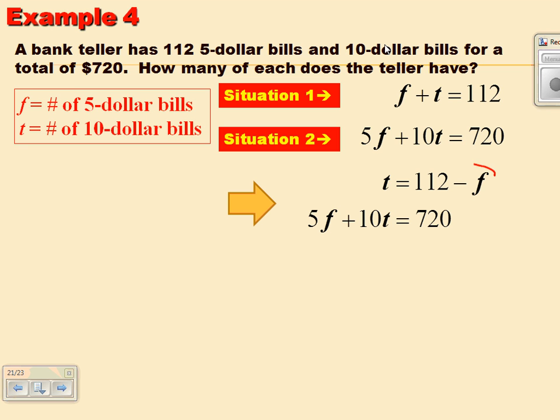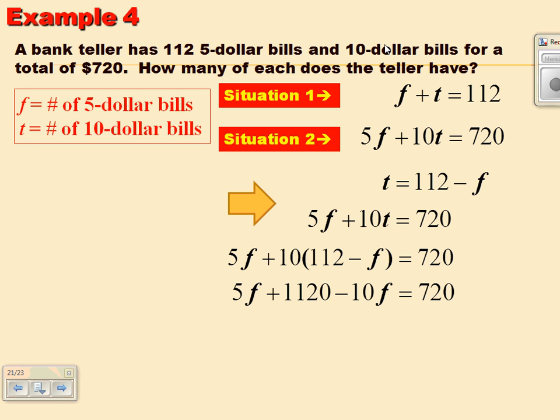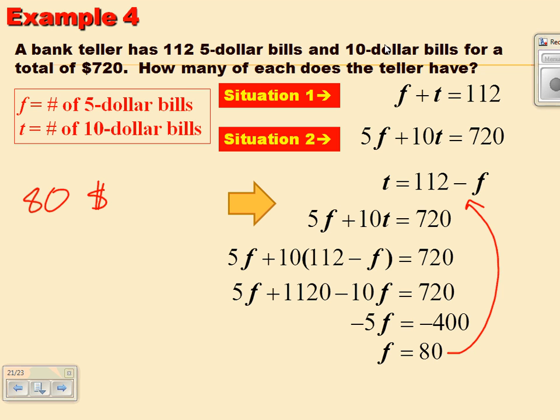I will then substitute 112 minus F into T. Do the distributive property. Simplify it. Divide both sides by negative 5. So F equals 80. To figure out how many $10 bills there were, plug it into there. And therefore, there were 80 $5 bills and 42 $10 bills.